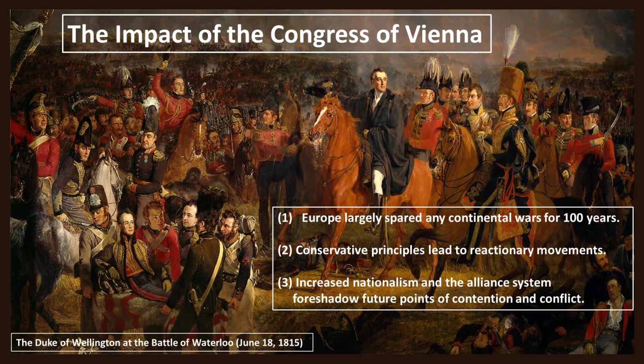And we'll move next into the revolutions of 1830 and 1848, because those revolutions are going to have their seeds planted in this age of Metternich and in this Congress of Vienna and in these principles. We'll see that play out next.